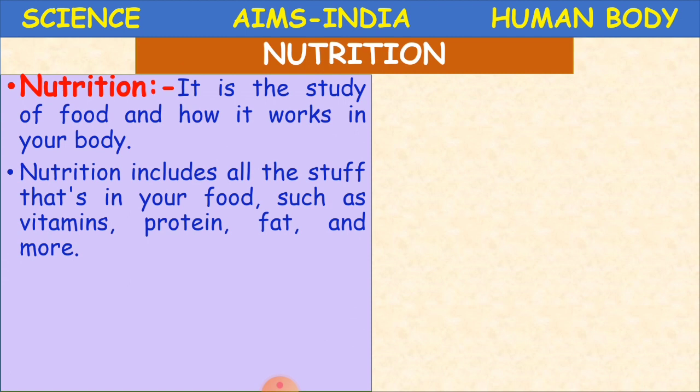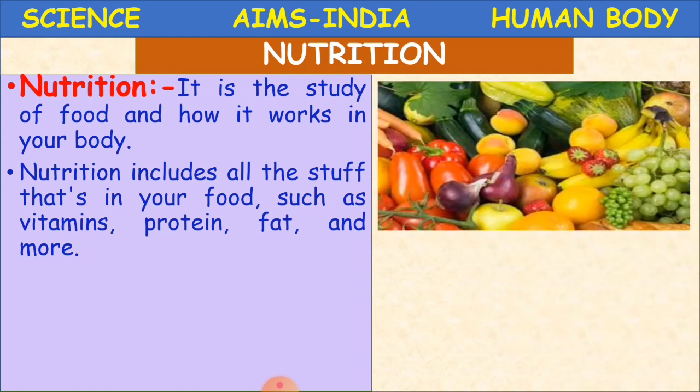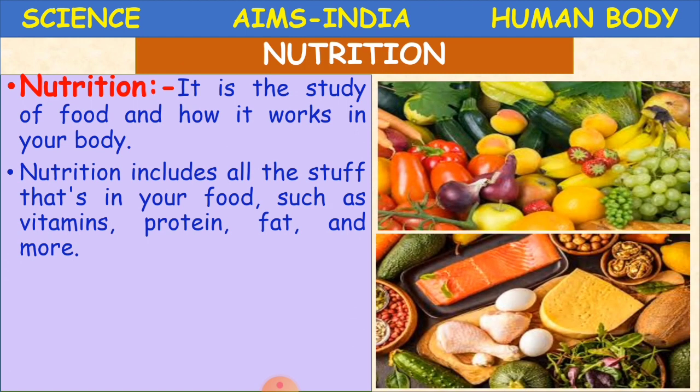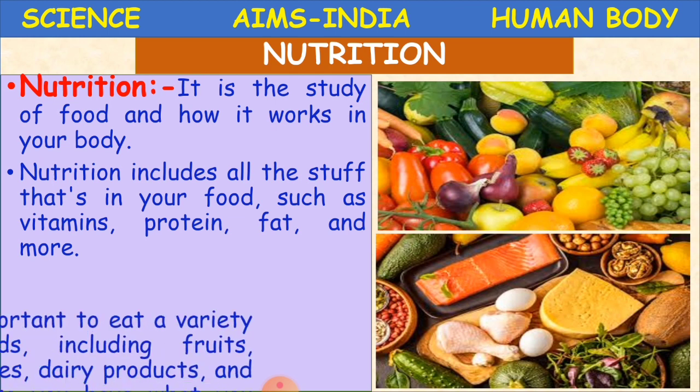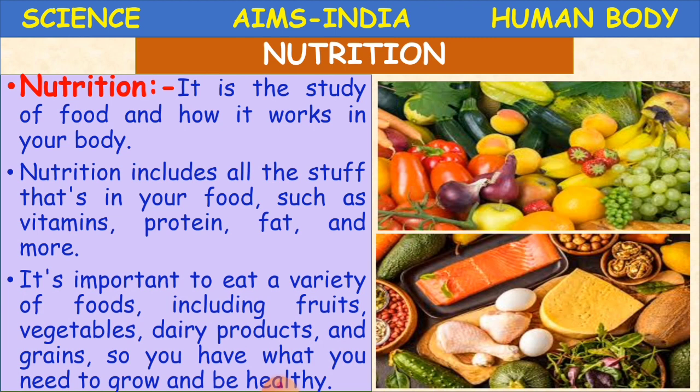How it works in your body, like what type of food we have to take, and what type of food gives us what type of result for our body. So that study is named nutrition. And nutrition includes all the stuff that's in your food, such as vitamins, proteins, fat, and more. So here you can see all types of food. So many things are included in our food.